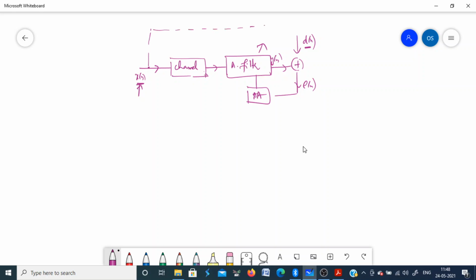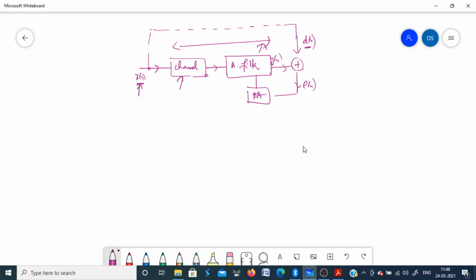So during training phase, the input to the channel and the desired response, they are exactly same. Okay, it means basically your transmitter knows, your receiver knows what the transmitter is actually transmitting. So during that phase only your adaptation is done. Now say this input is given to the channel and the output of channel is given to the adaptive filter.